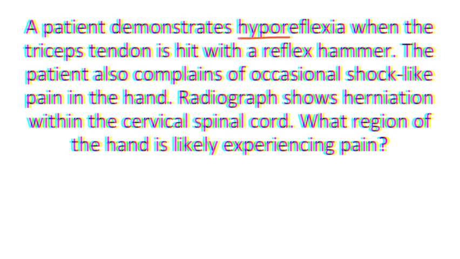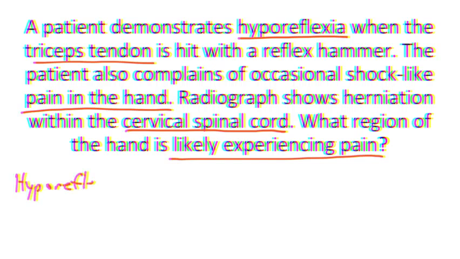A patient demonstrates hyporeflexia when the triceps tendon is hit with a reflex hammer. The patient also complains of occasional shock-like pain in the hand. Radiograph shows herniation within the cervical spinal cord. Now, what region of the hand is likely experiencing pain? So this patient has hyporeflexia at the C7 spinal cord level, which is the level responsible for the triceps reflex.